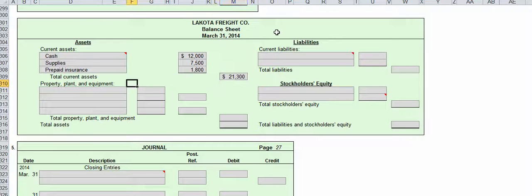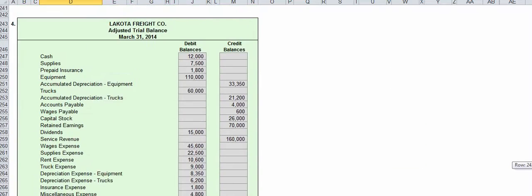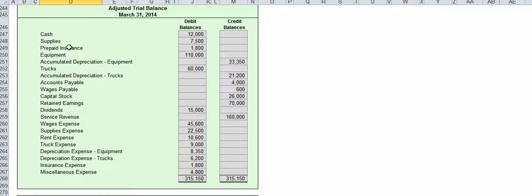Okay, then next we'll list property, plant, and equipment. We'd pick up any buildings, land, equipment, and any other assets that we depreciate. Okay, I don't believe we have any land in this problem. Let's go back and look at the adjusted trial balance. After prepaid insurance, we do have equipment and trucks. And we're going to list those in the property, plant, and equipment section, and we're going to pair them with their accumulated depreciation accounts. So equipment is a $110,000 balance.